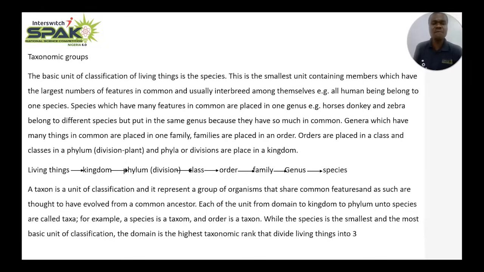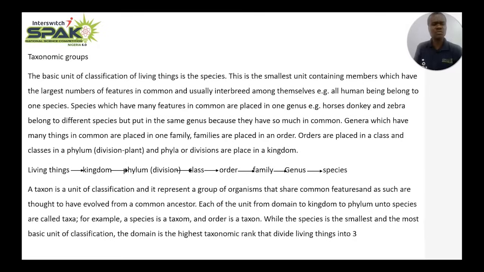The species which have many common features are placed together into a genus, and genera are placed together into a family. Then you have order, then classes, and then phylum. So the basic group, you have living things, move them to the kingdom. Then you can have phylum or division, class, order, family, genus, and species.